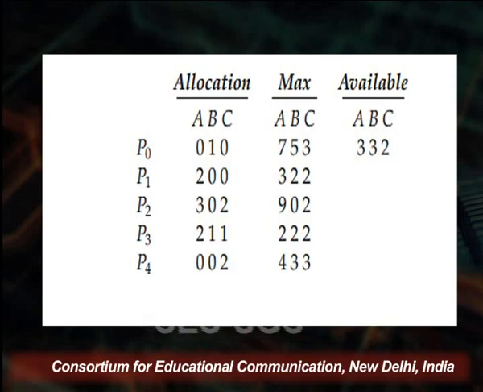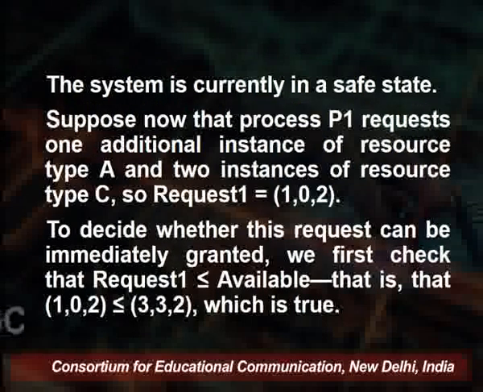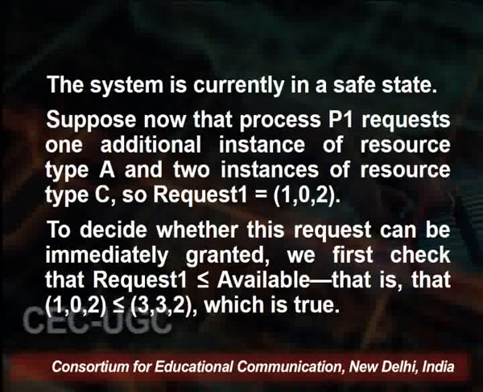431. And here is the content of the matrix need, which is defined to be max minus allocation, and this is as follows. Now, this is what is being needed. Now, what will happen in the system? Presently this system is in a safe state.